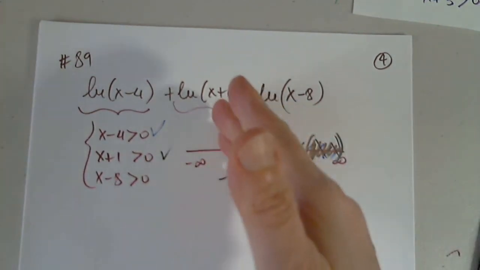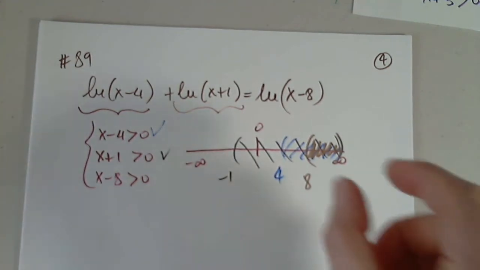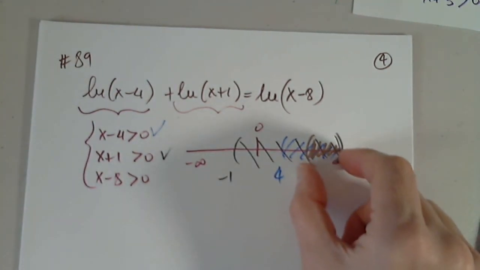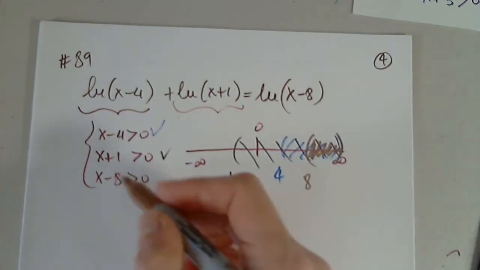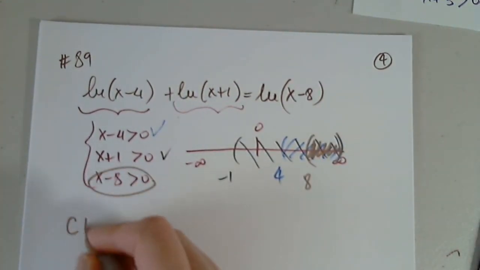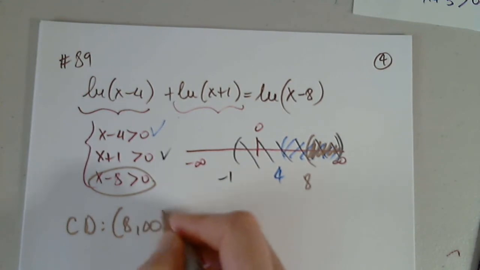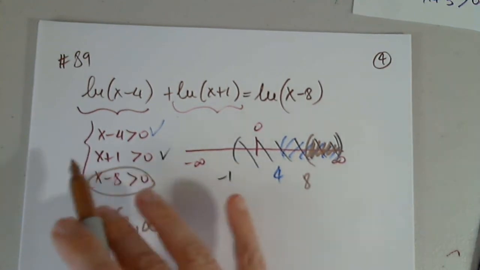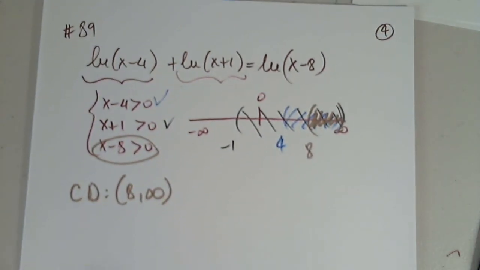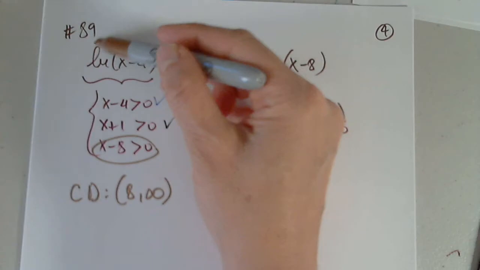So we are interested in all 3 colors. Then all 3 colors are definitely here, from 8 to infinity. So the common domain is 8 to infinity. If I do not get an answer or answers that are greater than 8, not 8, then the equation has no solutions.